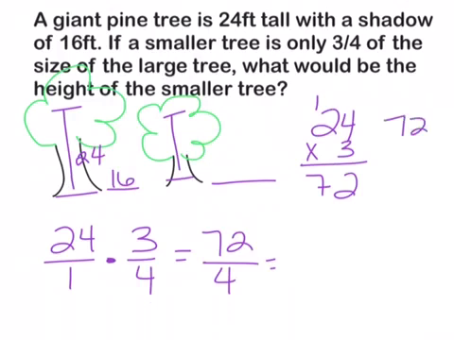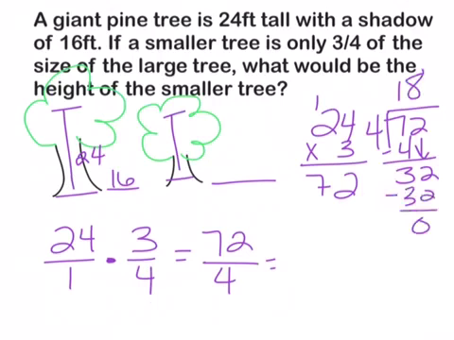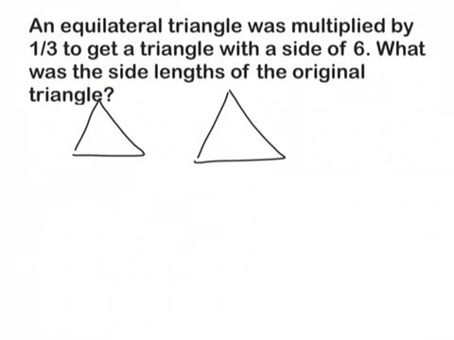So 72 is going to go in the box. 4 is going to go outside. And 4 goes into 7 one time, which gives me 3 left over, bring down my 2, and 4 goes into 32 8 times. So that gives me none left over and a height of 18. Now, all it wanted was the height. Do I need to find a shadow for it? No. So I can just put my height was 18 feet. And that's my answer.